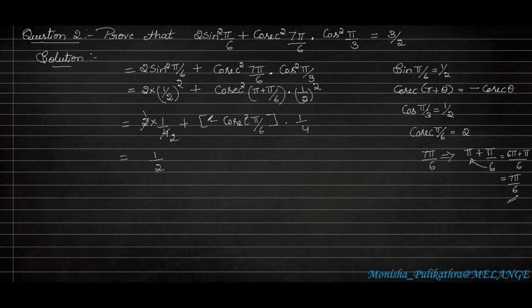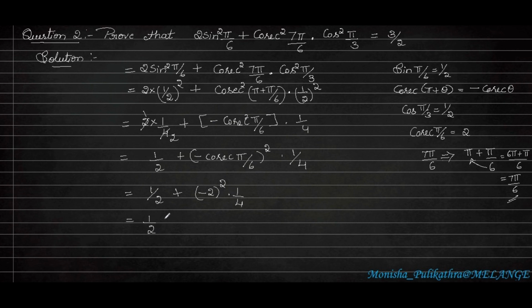Here 1 by 2. You can take the square here, so it will become minus cosecant pi by 6 whole square into 1 by 4. So this square I have taken as a whole square here. That's it. So next, half. The value of cosecant pi by 6 is 2. So here minus is there, and cosecant pi by 6 is 2. So we can write minus 2 whole square into 1 by 4.